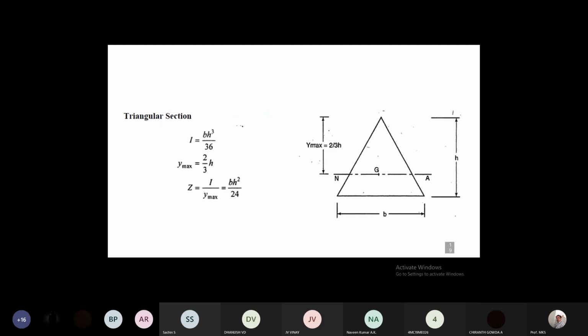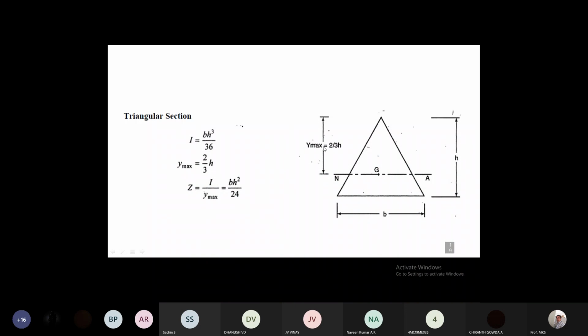The last one is the triangular section. For a triangular section, you know that the center of gravity, or neutral axis, is here. The distance from the larger end to the neutral axis is 2 by 3 of the height, as in all the problems in beams. Then from the smaller end, the distance will be 1 by 3 of the height. Here the neutral axis will be there.